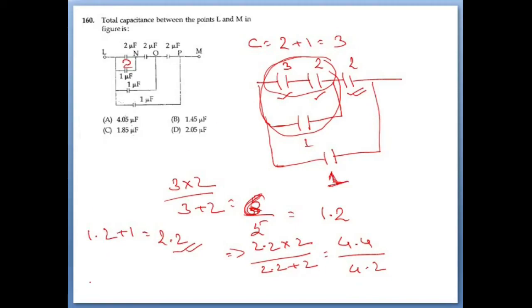So what we have to do? We have to calculate total capacitance as it will come 22 by 21, plus 1. Why? Because this is in parallel. In capacitance, parallel combination C1 plus C2. If you will solve, it will come 43 by 21. In decimal, it will be 2.05. So answer will be D.